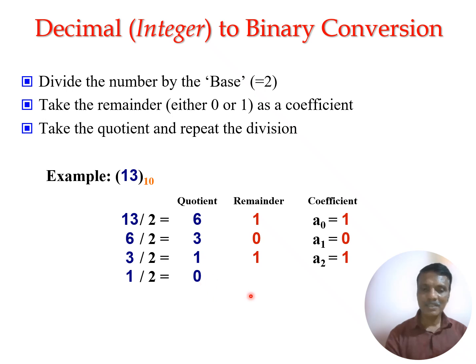So here it is not possible, so we will take this quotient as another coefficient. Got it? So there are 4 coefficients.